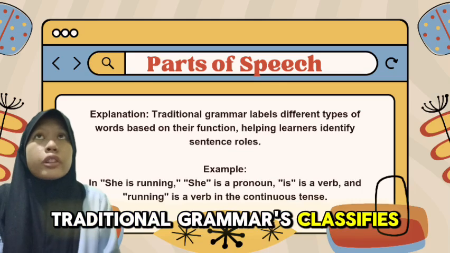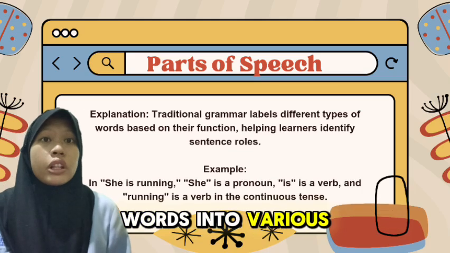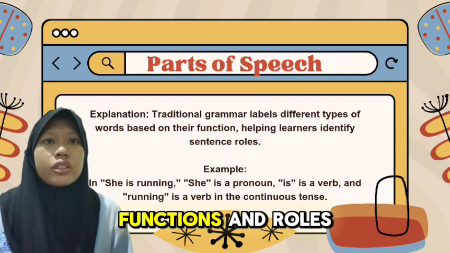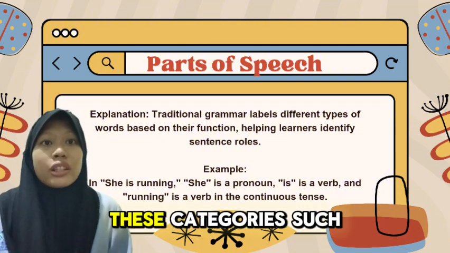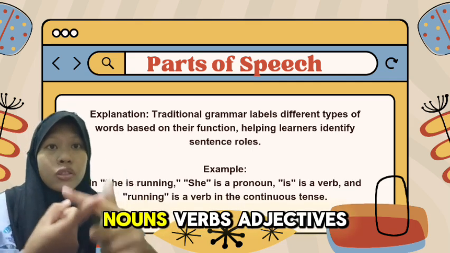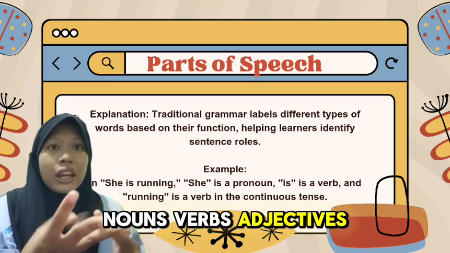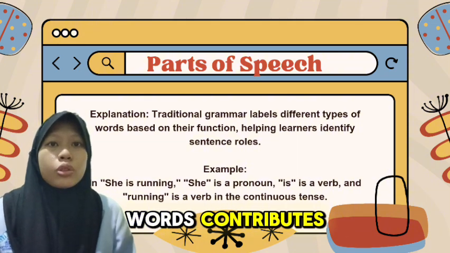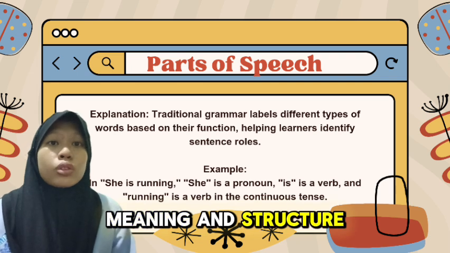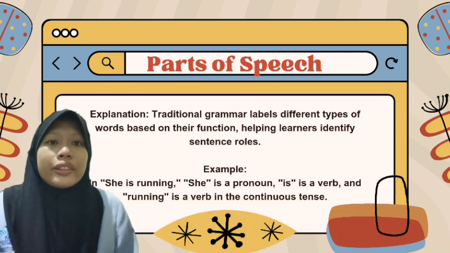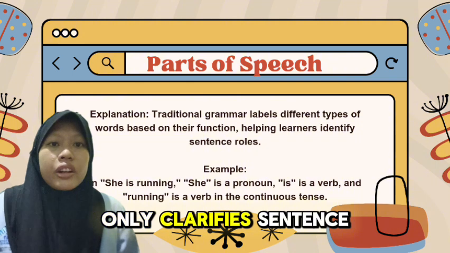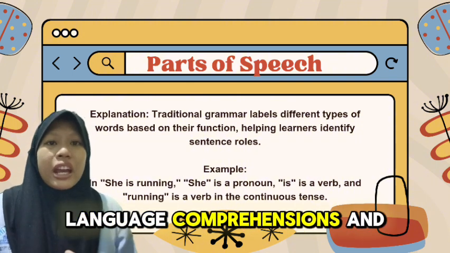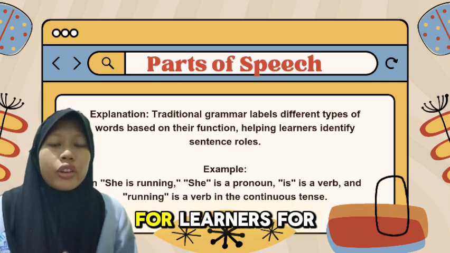Traditional grammar classifies words into various categories or parts of speech based on their functions within a sentence. These categories, such as nouns, verbs, adjectives, and adverbs, help learners understand how each word contributes to the overall meaning and structure of a sentence. This system not only clarifies sentence structure but also enhances language comprehension and usage skills for learners.